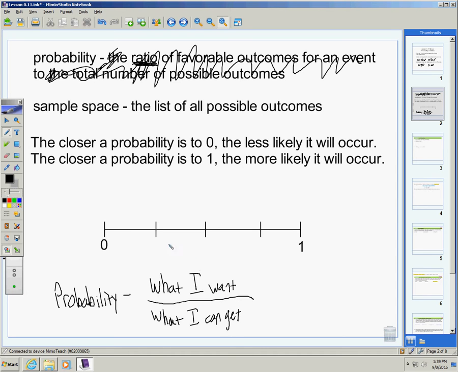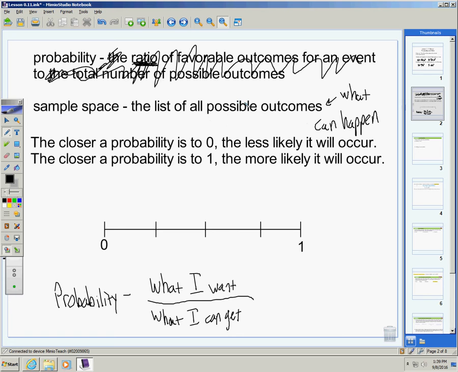For sample space, that's just the list of all possible outcomes. This is everything that can happen. That's what our sample space is. So if you think about like flipping a coin, our sample space would be heads and tails, because you're either going to get a heads or a tails.